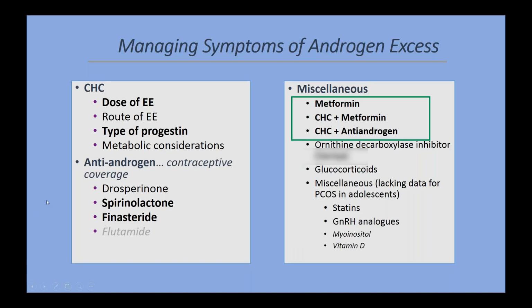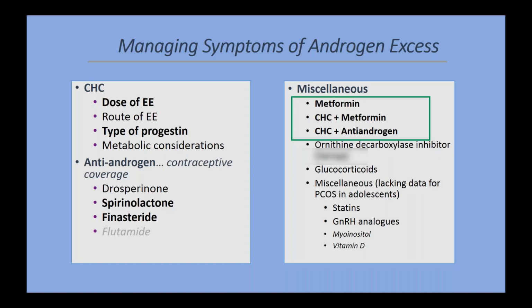So combined hormonal contraceptives that we just talked about as a strategy for managing menstrual irregularity have an adjunct and a dominant benefit against symptoms of androgen excess. A couple of ways whereby a combined hormonal contraceptive benefits symptoms of androgen excess is through the estrogen component actually bumping up the circulating sex hormone binding globulin levels.